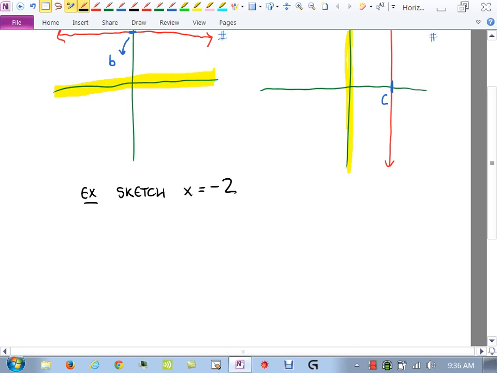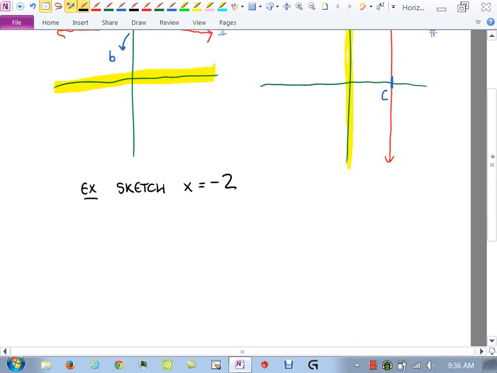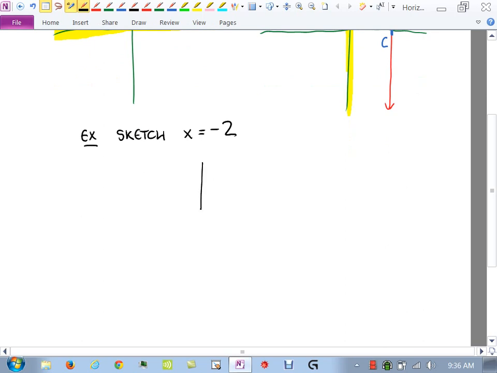Is this going to be vertical or horizontal? Vertical. Now, how are you going to remember which is which? The way that I remember it is what this is saying is x is -2, right? So let's go to -2 on the x-axis. That's here. I must have a point there.